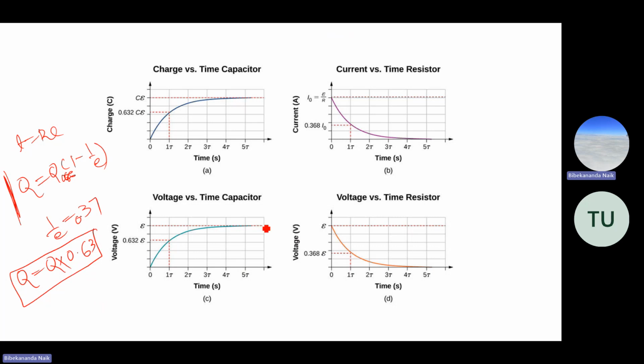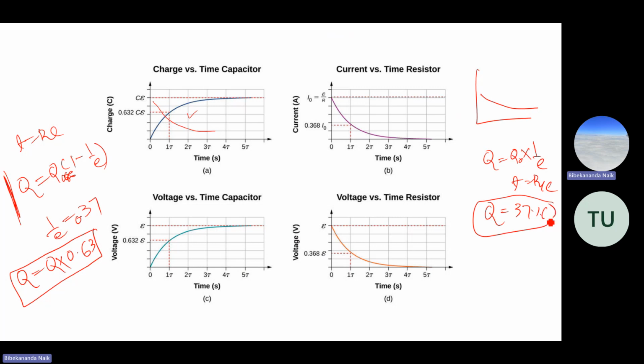Or if you consider the case of discharging, this is the case of charging, but in case of discharging, it will fall like that. So Q will be Q0 into 1 by e when t is equal to RC. So it is the time which the capacitor takes to discharge by 63%, leaving 37% of its maximum or initial capacity. So Q is equal to 37% of the initial capacity. This is defined as the time constant.